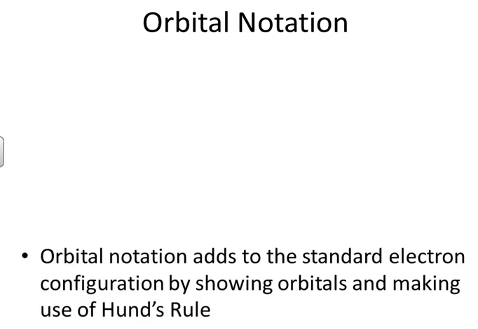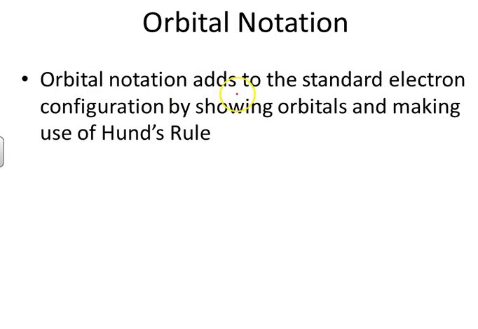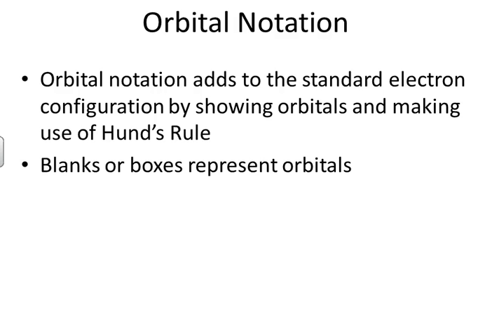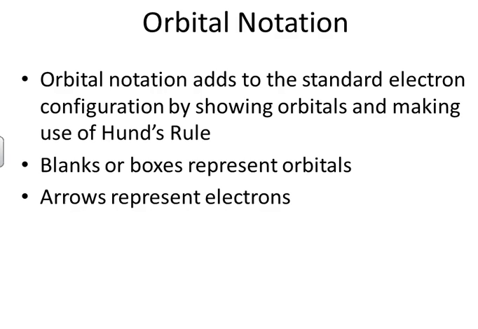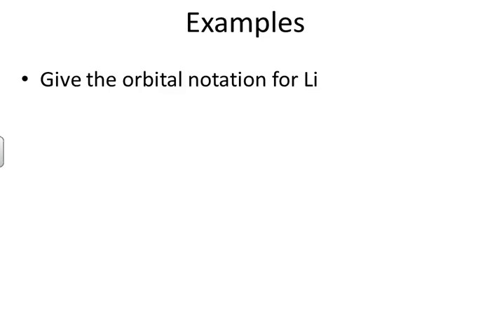The next topic is orbital notation. Orbital notation adds to the standard electron configuration by showing orbitals and making use of Hund's rule. You'll remember Hund's rule states that orbitals of equal energy will each have only one electron occupying them before any of them has a second electron. We use blanks or boxes to represent orbitals, and we use arrows to represent electrons. The reason for using arrows is because electrons are spinning, so we have clockwise and counterclockwise spins, which end up being up spins and down spins when we talk about arrows.